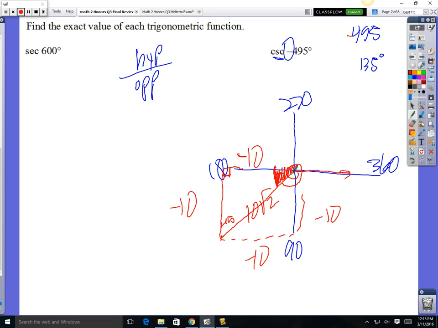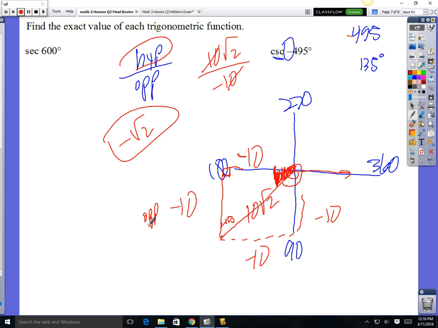So this is where you're looking from right here. So hypotenuse is on top. So that's the 10 square roots of 2. And opposite is on bottom. Opposite is a negative 10. So these divide, and that gives you 1. So it's a negative square root of 2. That is your answer.